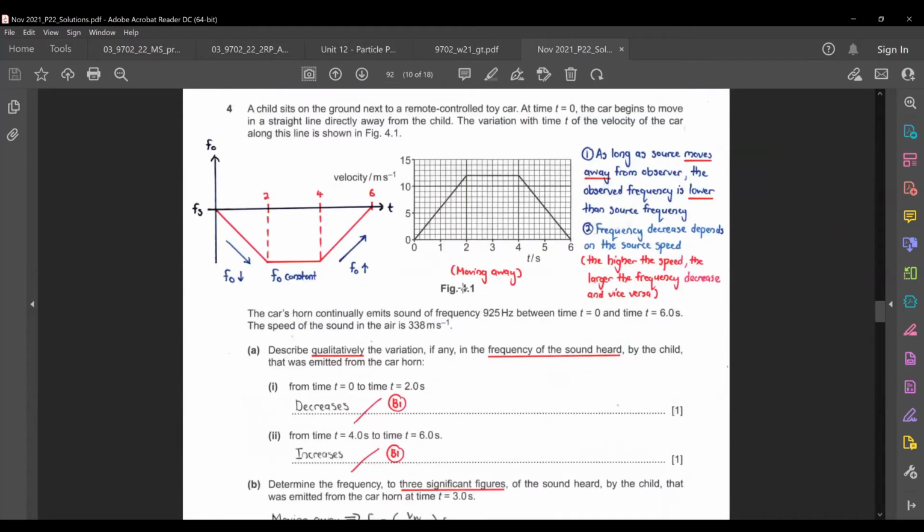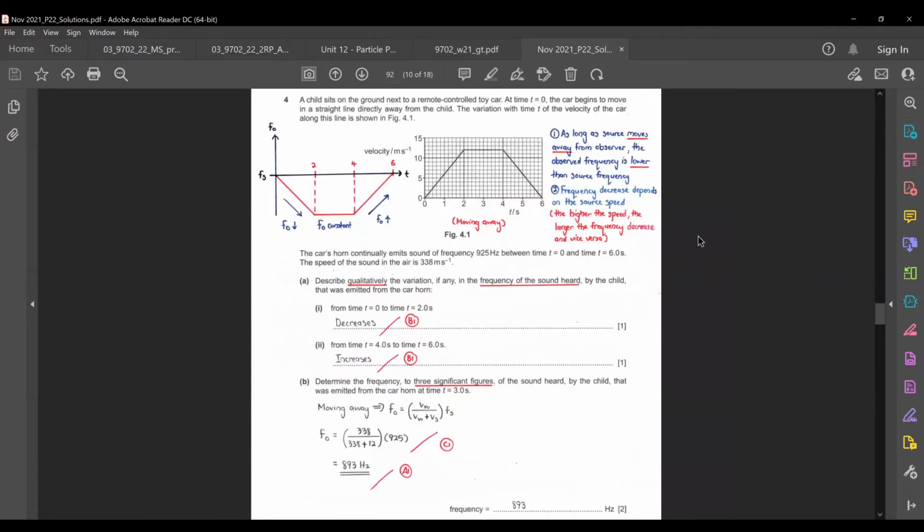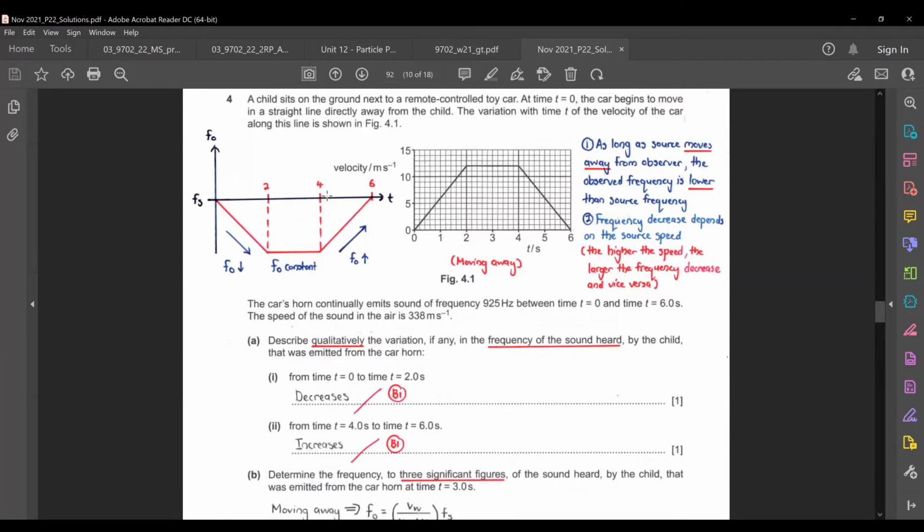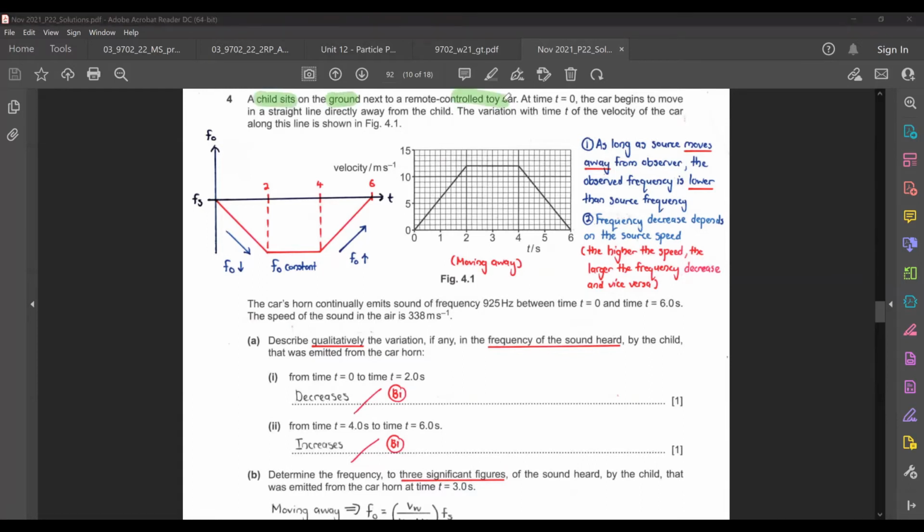Then we go to 4. Question 4 is on Doppler effect. This is the one that for some people is quite difficult. So let's just read through this question first. A child sits on the ground next to a remote control toy car. At time t equals 0, the car begins to move in a straight line directly away from the child. The keyword here is that your car is moving away from the child.